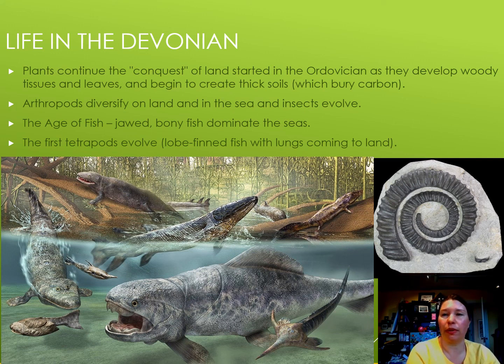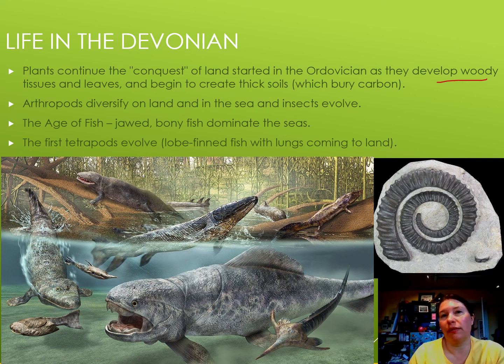So in the Devonian period, again, this is known as the age of fish. Plants are going to continue to take over the land as they started to at the very end of the Ordovician into the Silurian, but they develop woody tissues and they develop leaves. And leaves do a lot of things because leaves help with photosynthesis, a lot of surface area there. They also retain moisture, and as long as there's like a waxy covering, then they help prevent moisture from being evaporated away.